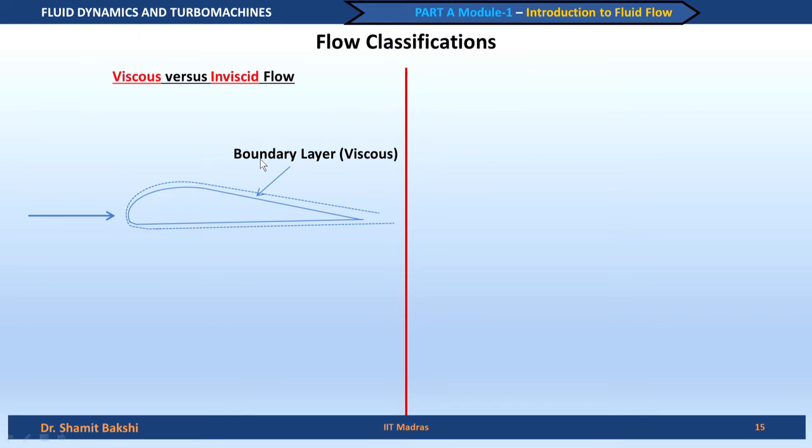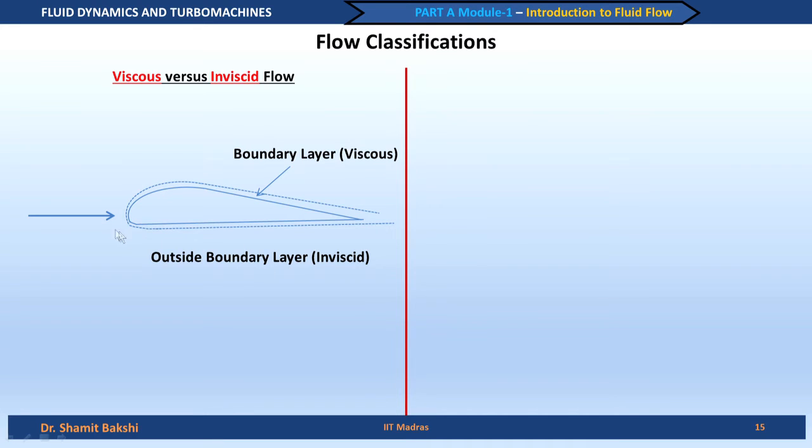Now, outside the boundary layer what happens? Outside the boundary layer the flow is inviscid. So, this brings in the importance of viscous and inviscid flow. Essentially, an inviscid flow does not mean that the viscosity of the fluid is 0. It means that the viscous forces are not so important to consider there.